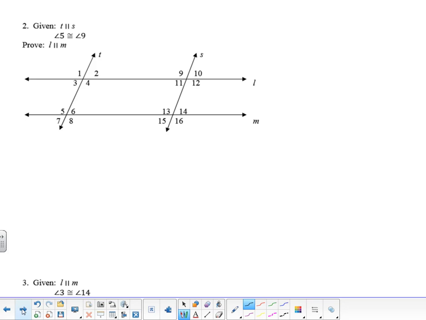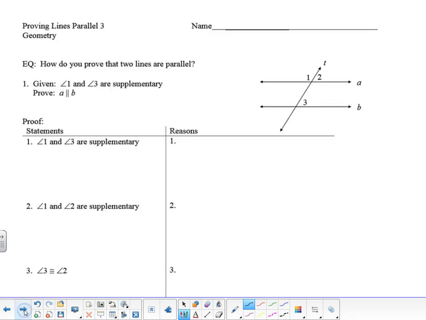Same type of thing. Notice the difference between 2 and 3, the given switches, okay? And we kind of did that from the previous lesson, so I'm not going to do those. But now we're going to get into a different type, and it's given that angles 1 and angle 3 are supplementary, we want to prove that A is parallel to B, okay?